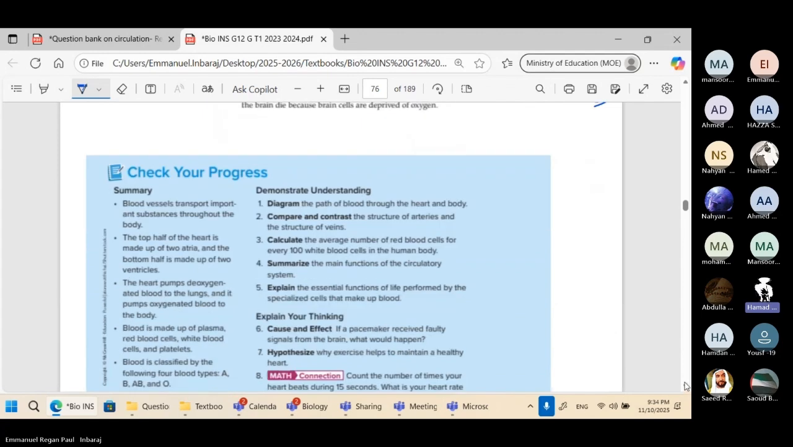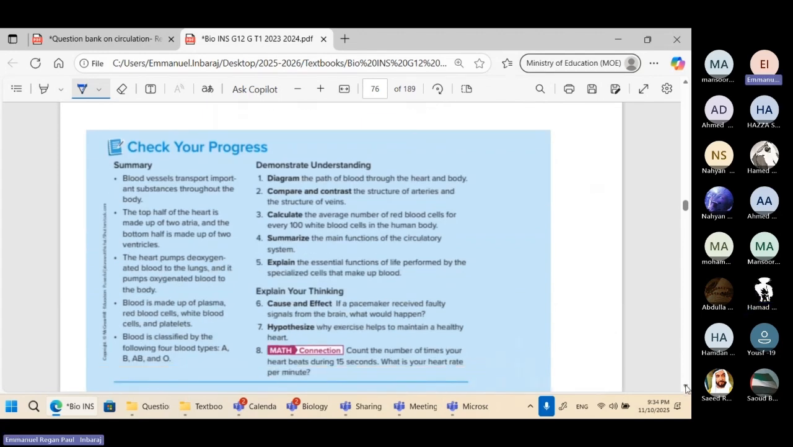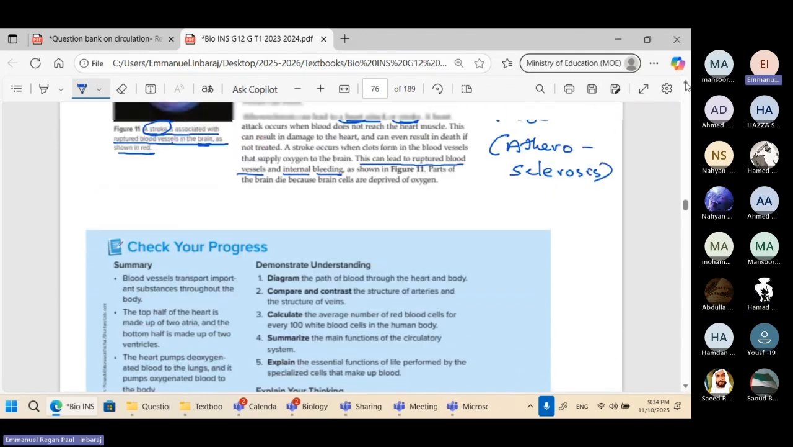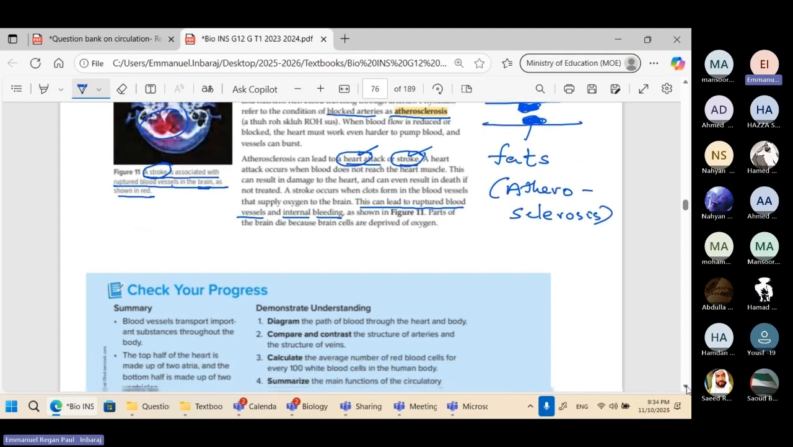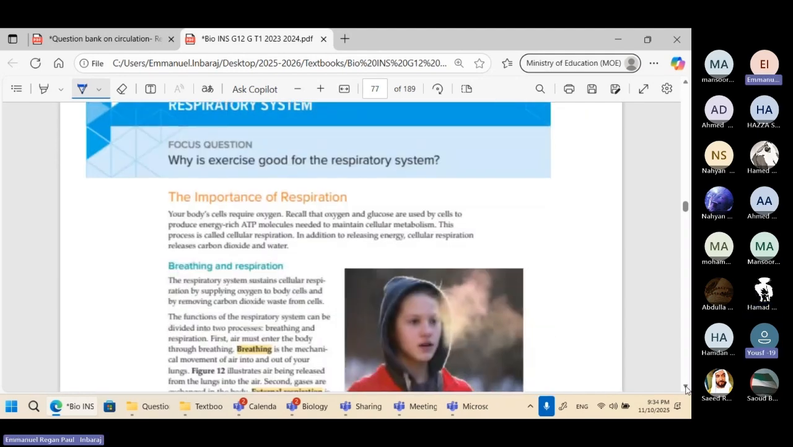But again, what causes the stroke? Stroke is leakage of the blood vessel. Look here. Stroke is associated with ruptured blood vessels. Rupture means leakage. The blood vessel is broken and there is leakage. This can lead to ruptured blood vessel and internal bleeding. Internal bleeding.